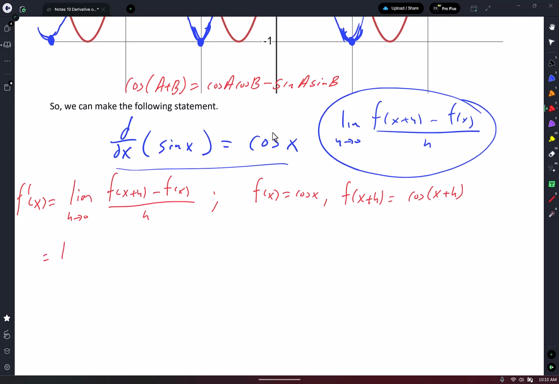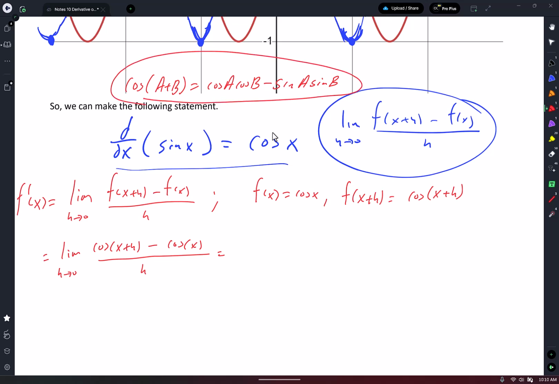Limit as h approaches 0. You're going to need two properties; we'll write them in a little bit. Of cosine of x plus h minus cosine x all over h. I'm going to use this property to expand cosine of x plus h. So limit as h approaches 0, cosine x cosine h minus sine x sine h minus cosine x. All this is over h, and I'll slow down.